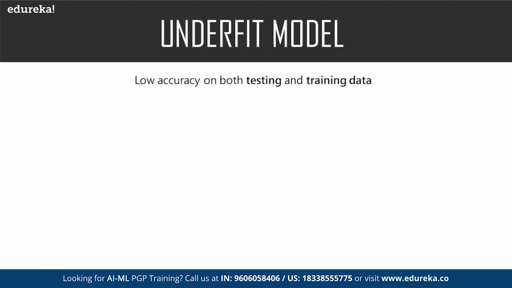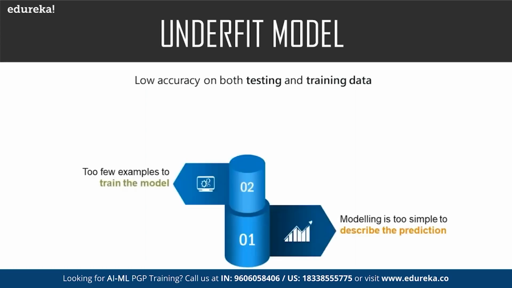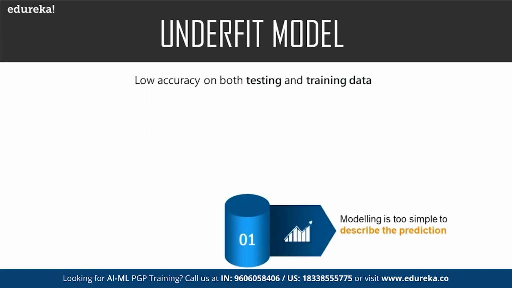And coming to the underfit model, let's see. Why do we get such an underfit model? When we see underfit or overfit, it's again the trade-off between bias and variance. What happens is the model becomes too simple to describe the predictions. Of course, underfitting models provide us such a low accuracy, because what we do is we do it on both testing and training data. No, we should not do that actually.